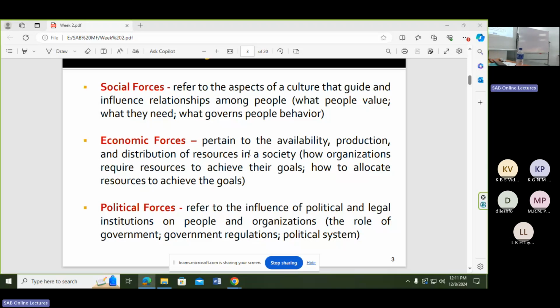Social forces refer to the different aspects of culture. Based on culture, people in different countries of the world may try to have relationships with others based on their values, needs, and behavioral patterns. That's the role of socio-cultural forces. Actually, first we have to be born in a country as a human being. Then we acquire the society and culture that belong to us. But it can be identified at different levels. The final level is the global level.